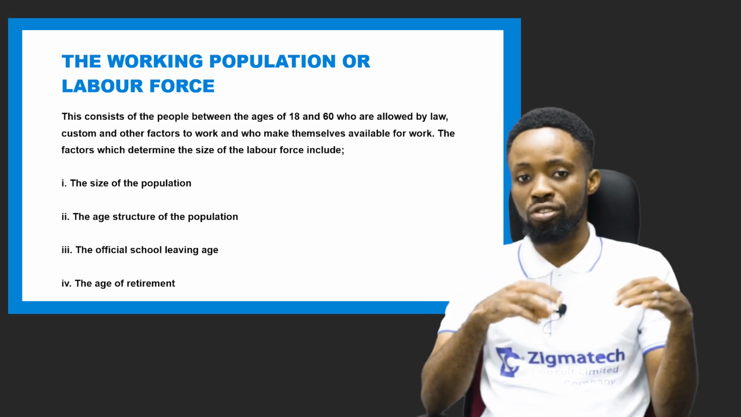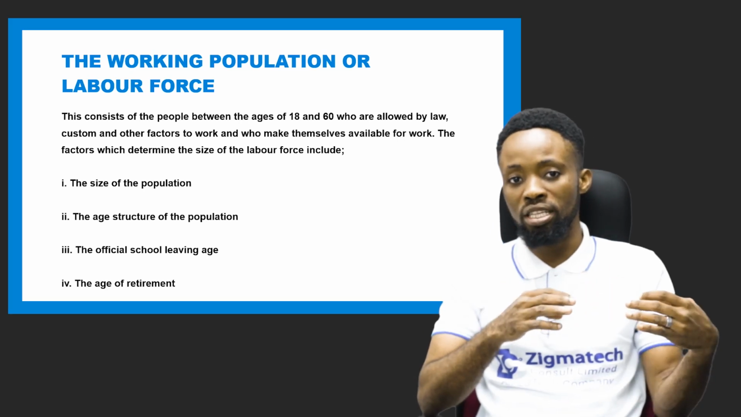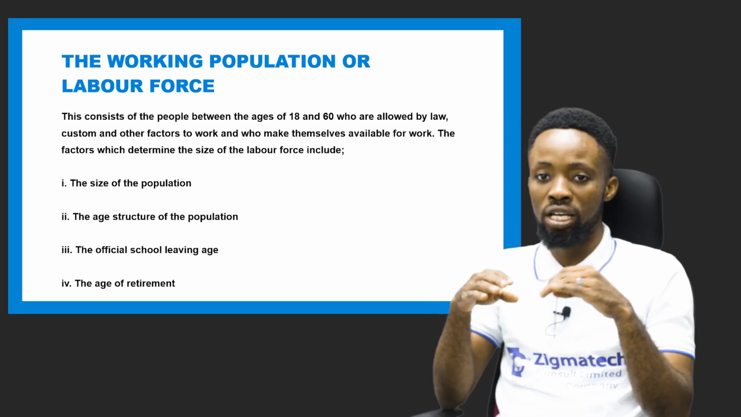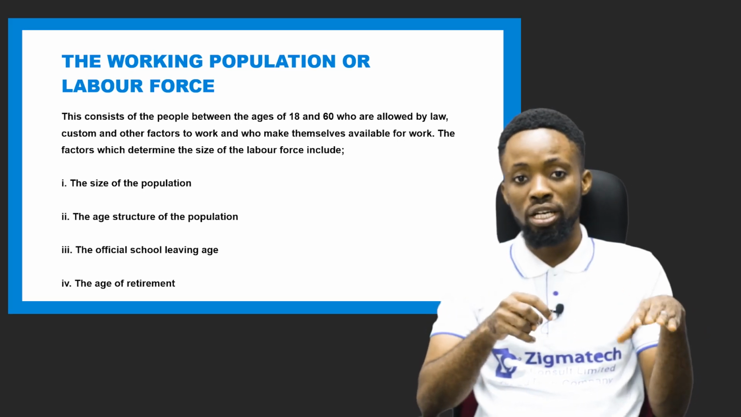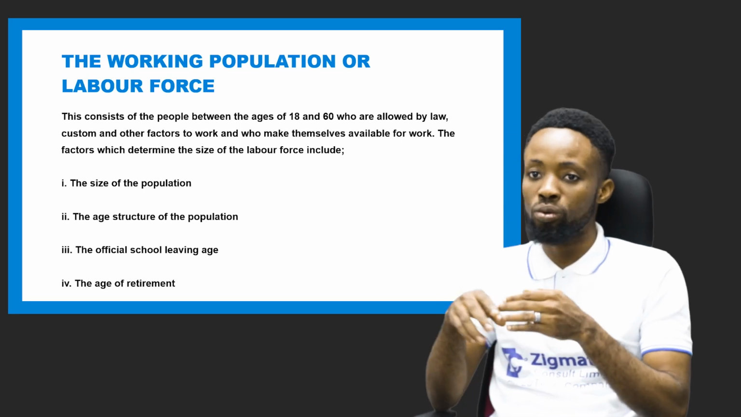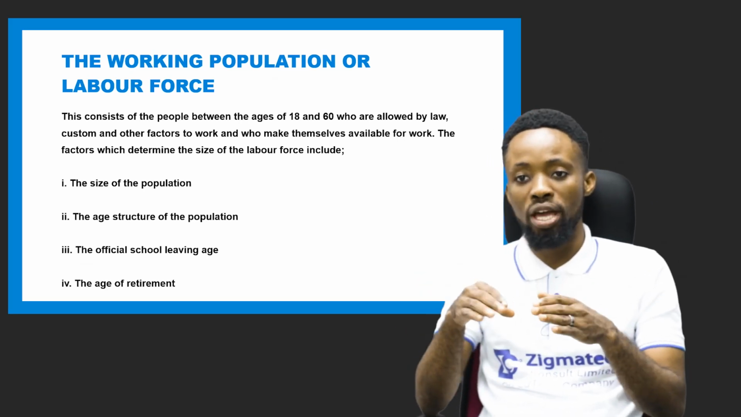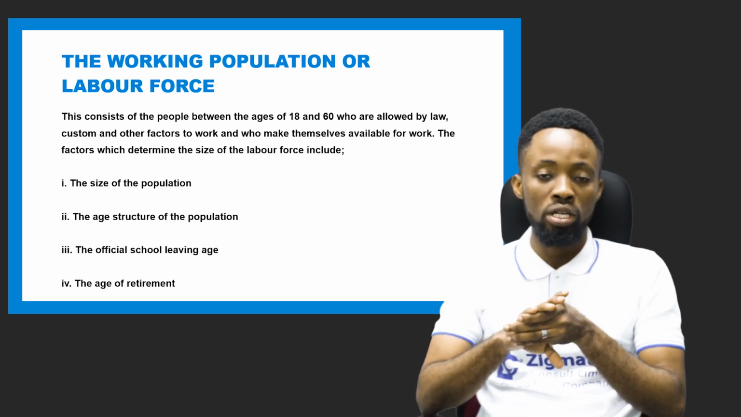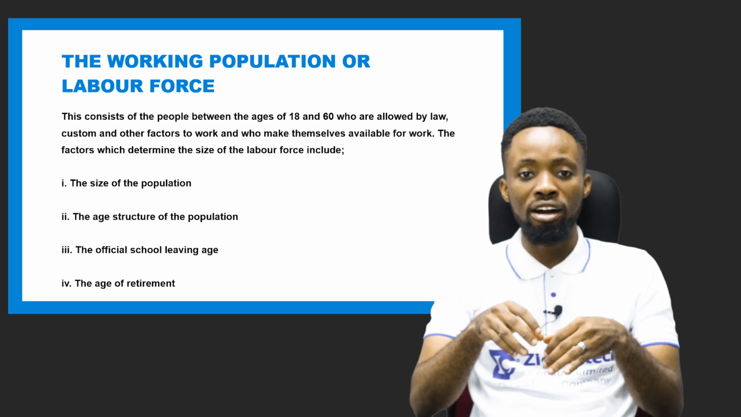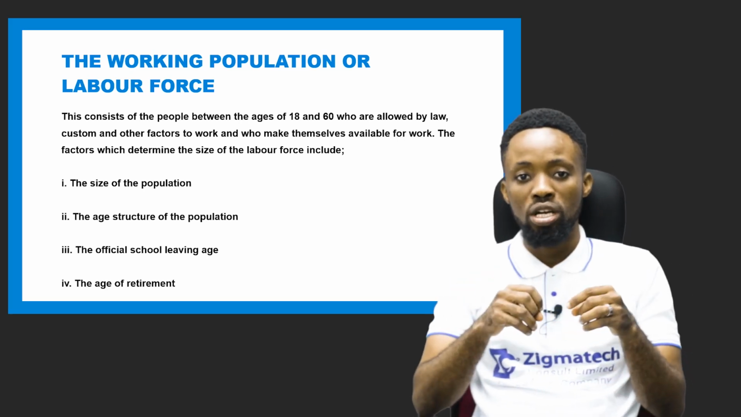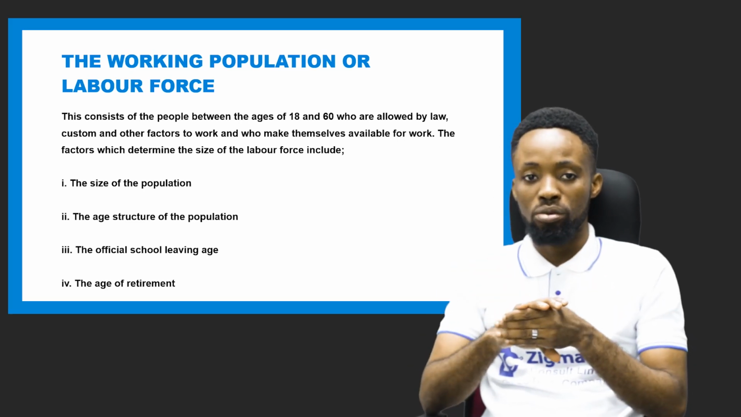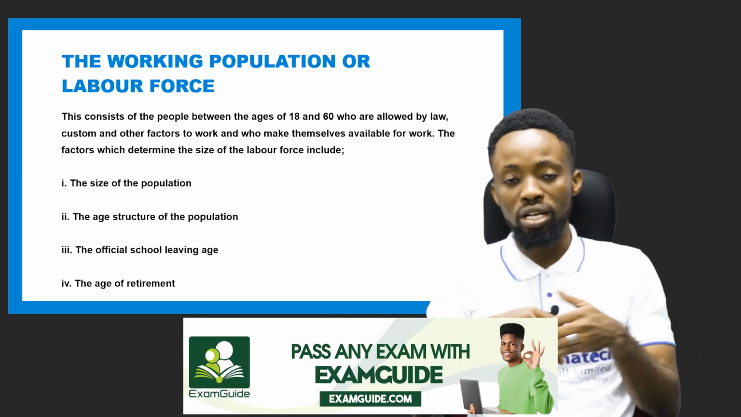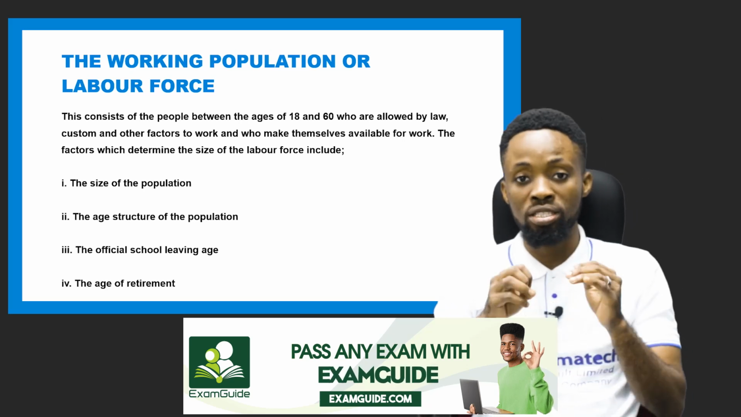In terms of size of population, most times the higher the population, the higher the tendency to have a large labor force. The age structure of the population can also play a key factor in deciding the working population of a particular place. A place where we have more aged adults and more children below 16, 18 years will have a lesser workforce compared to a place where we have teenagers and working adults. So this age structure can easily impact the working population statistics in a particular country.